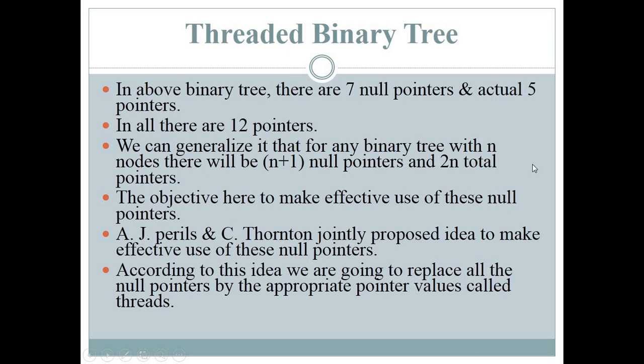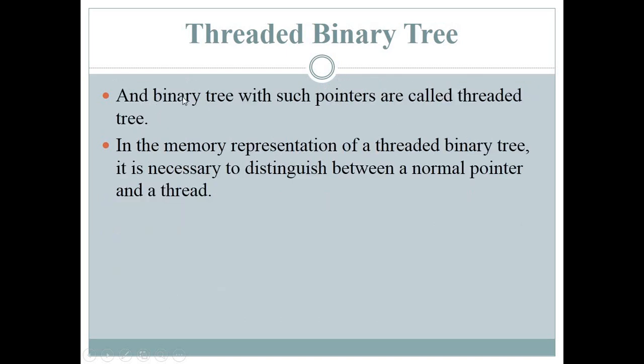The main aim behind the threaded binary tree is to make effective use of these null pointers. For that, Perlis and Thornton jointly proposed an idea. According to them, we replace all the null pointers by appropriate pointer values called threads. A binary tree with such pointers is called a threaded binary tree. So this is the concept behind the threaded binary tree.